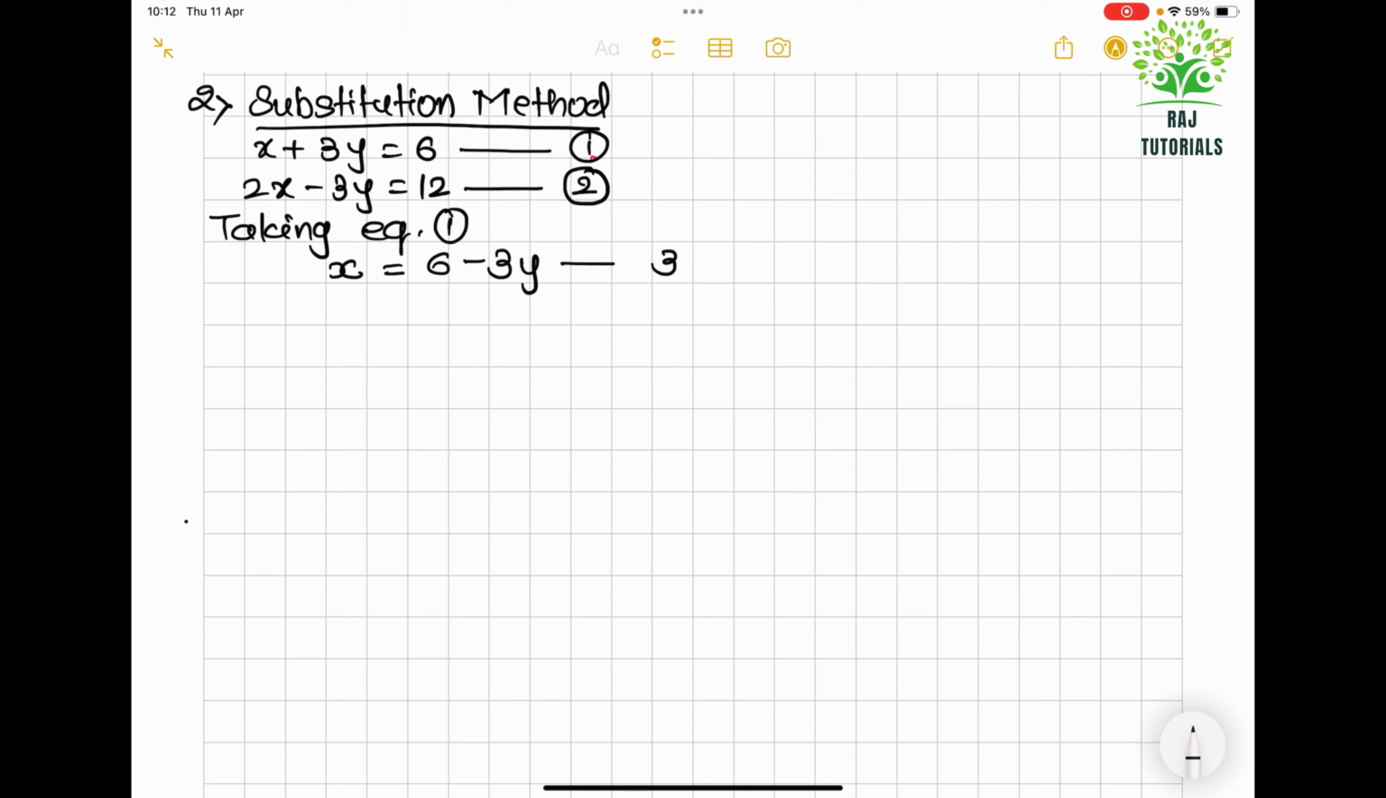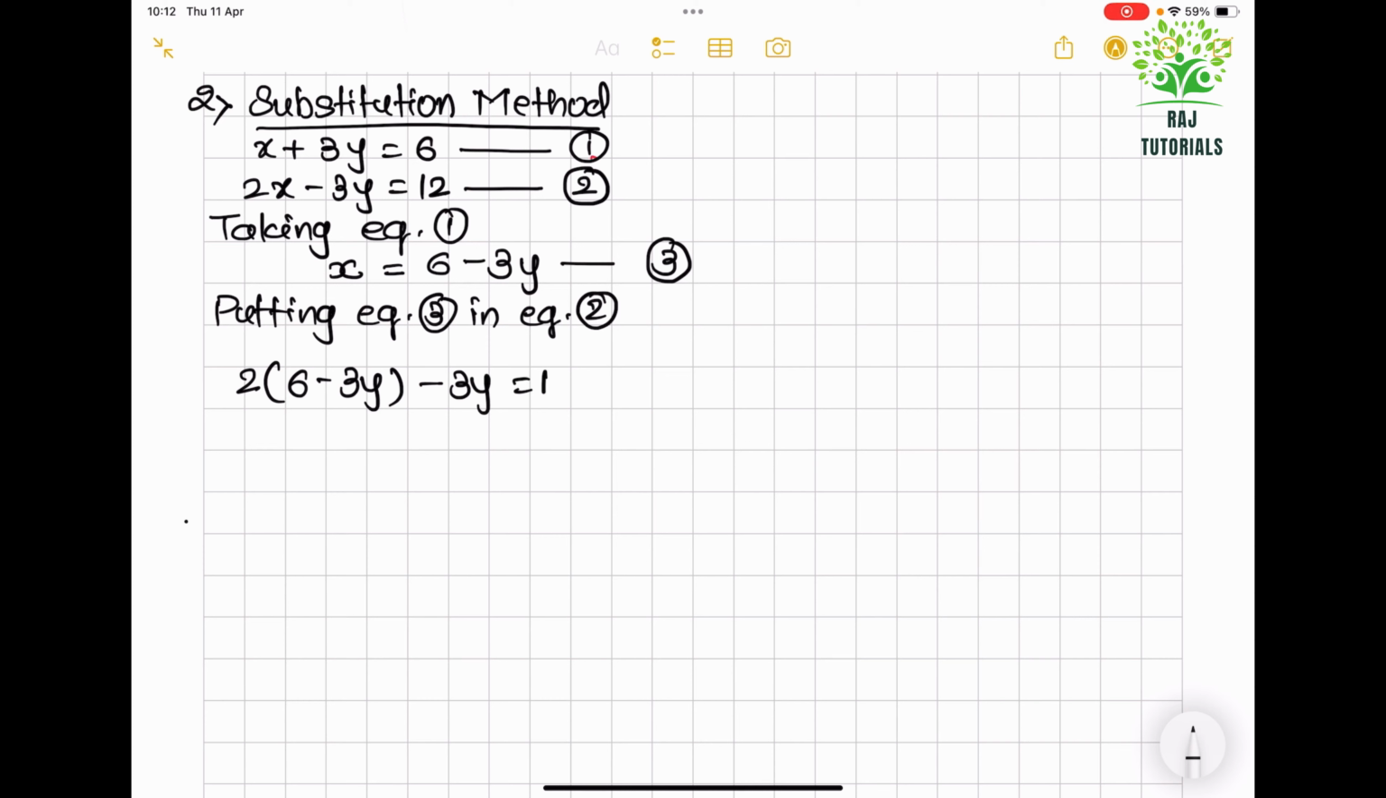Now this equation I will be giving as number 3. Now what I have to do, I have to put equation 3 in equation 2. So putting equation 3 in equation 2, instead of x, I will be putting 6 minus 3y, so 2 times (6 minus 3y) minus 3y equal to 12.